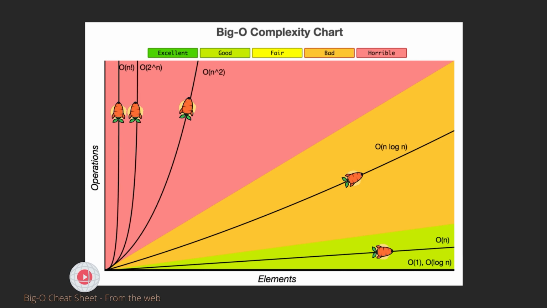Here's a big O cheat sheet from the web. It shows you the different complexities and their relative rating. O of n factorial is the least efficient, and O of 1 is the most efficient, shortly followed by O of log n, and then O of n at the top.